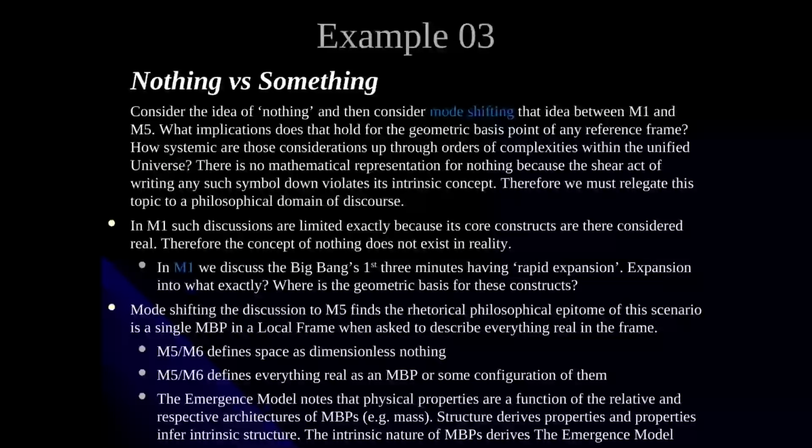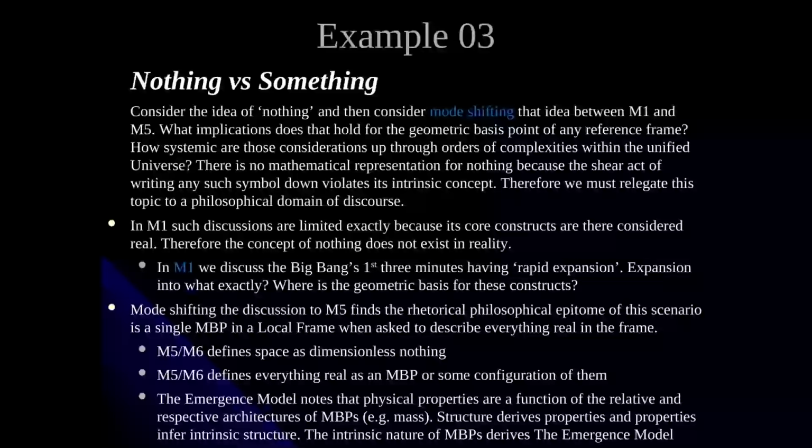In M1, we're really limited because you have to consider whether or not you consider space-time a real object. If you consider it a real object, then under M1 rules, there is no such thing as nothing. Everything is something, including nothing. In M5, that's not true. M5 is dimensionless nothing, and everything else is some configuration of MBPs.